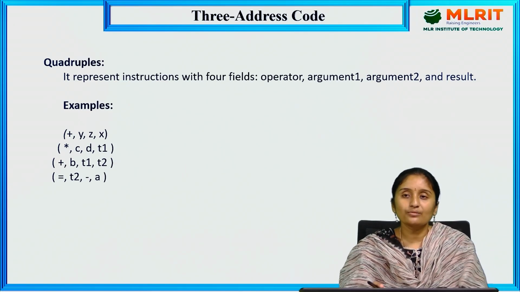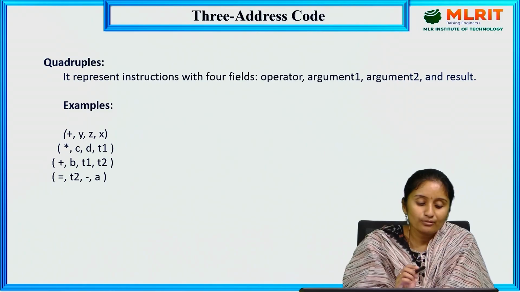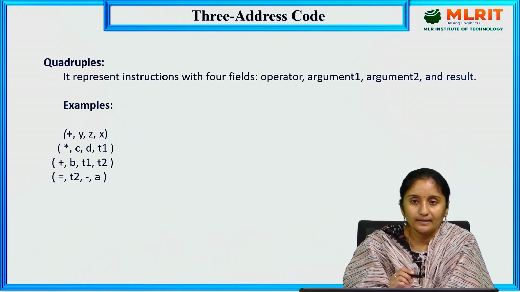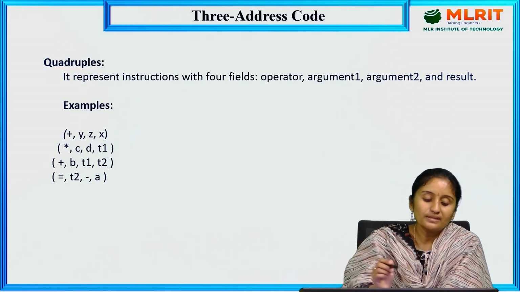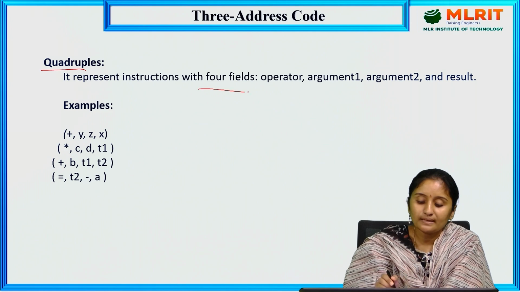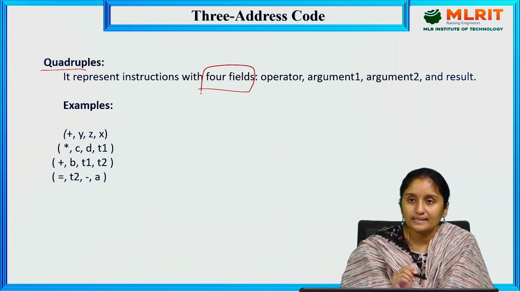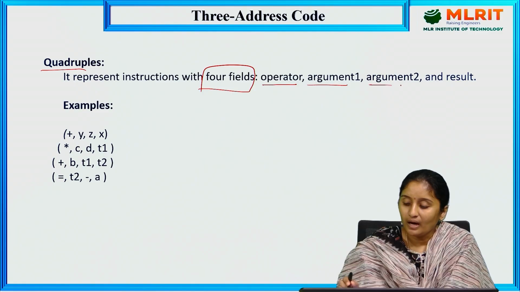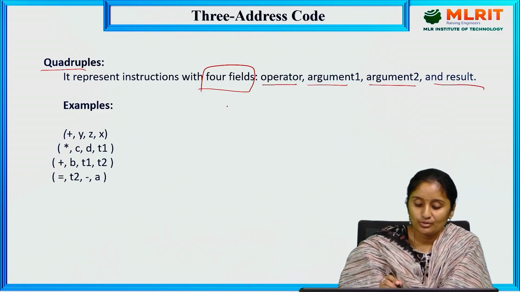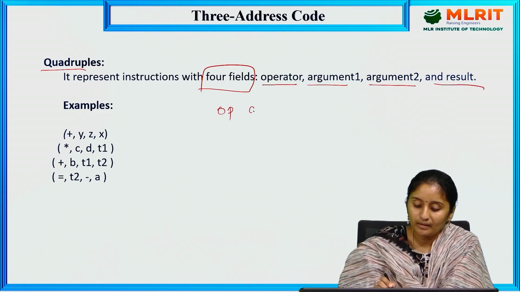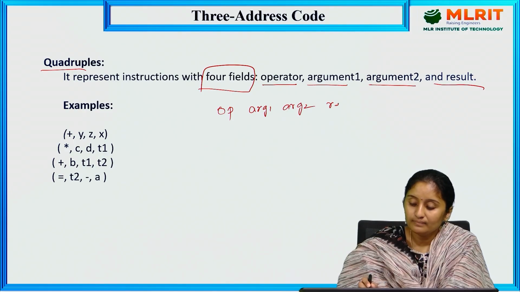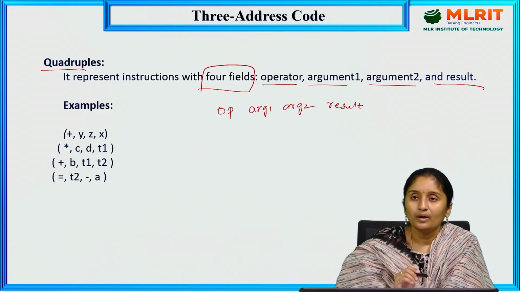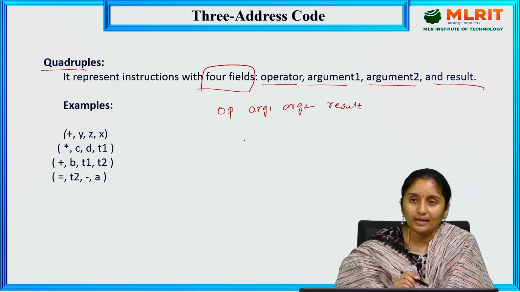The 3 address code is again divided into 3 types: quadruples, triples and indirect triples. The quadruples, the name itself tells, is nothing but it consists of 4 fields: operator, argument 1, argument 2 and result. So these are the things that are available in quadruples.